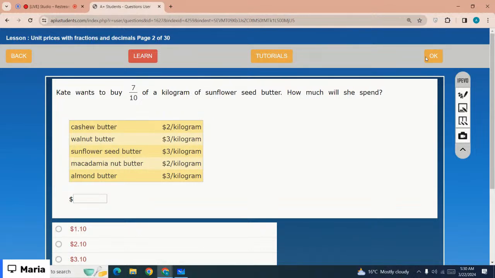The correct option is, yes, very good, 2.10 it is. You have to do 7 by 10 times 3, right? Because the sunflower seed butter is $3 per kilogram. So that it would be $2.10. Got it? Very good.